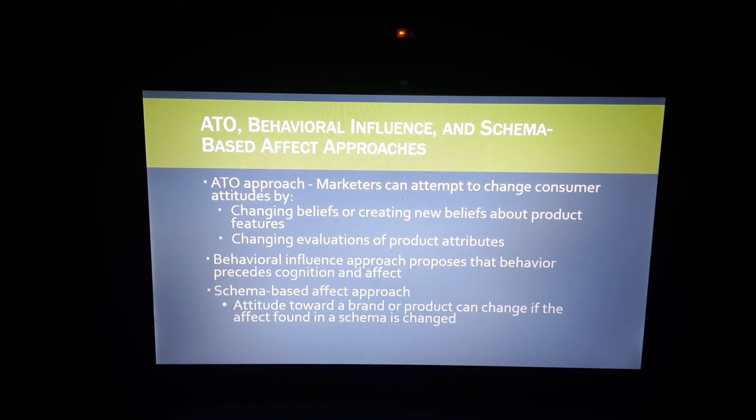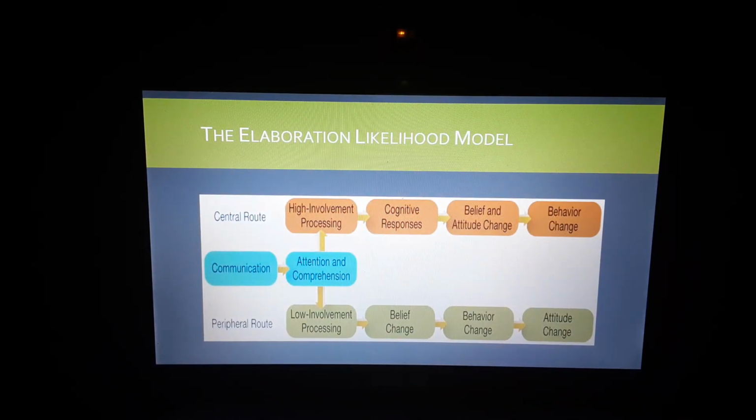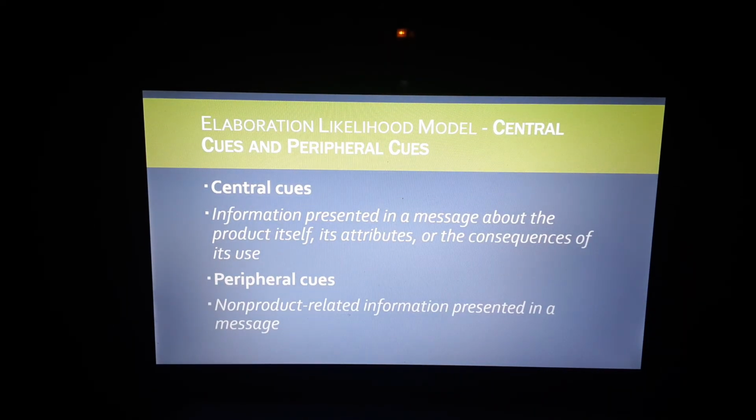It might influence whether or not they purchase from there. And again, this is not necessarily super important to know about, but the idea is that through communication, marketers can change people's perception. So there are central cues and there are peripheral cues. Central cues are information that's presented in a message about the product itself, and peripheral cues are things that are non-product related, that might, again, speak to brand personality or the quality of the company, that kind of thing.